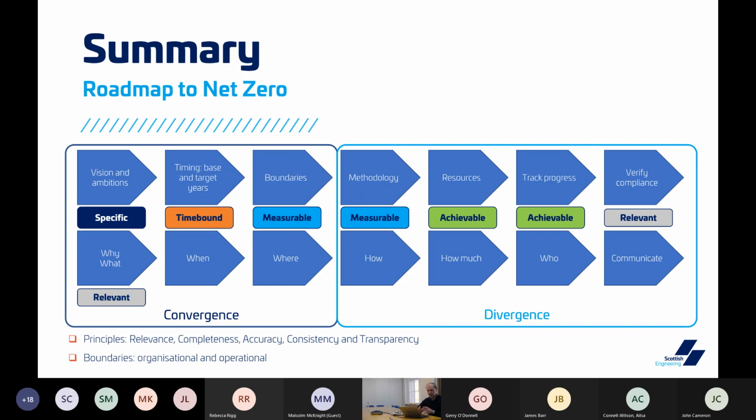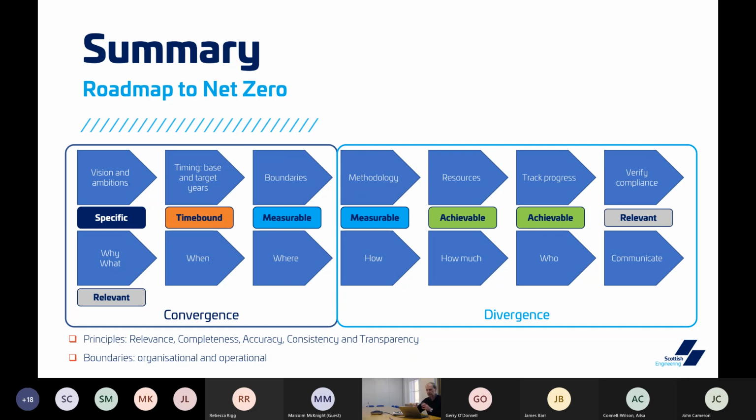So if you think about the methodology, which makes it measurable, and defining how you're going to measure that, that's where standards start to diverge on their methodology. And then you've got resources, that's your how much, and it makes it achievable, by allocating the resources you need. And then you're going to have to track your progress, because you always need to report on what progress you are making against that roadmap. And again, to track that, you're going to need resources, that's your who, and that's again achievable.